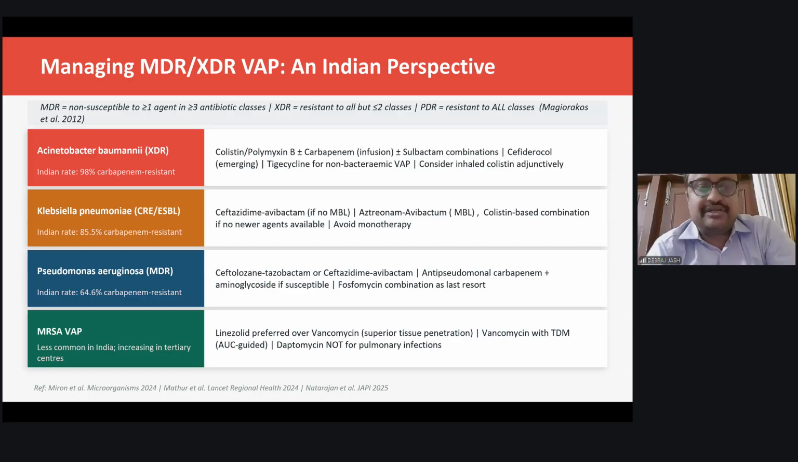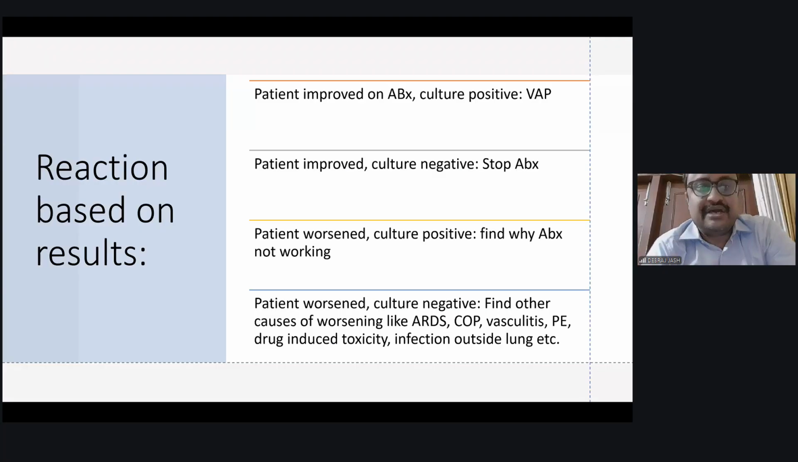MRSA, linezolid is better over vancomycin. Remember, daptomycin is not for any pulmonary infection. So if the patient improved on antibiotic and culture is positive, it is ventilator associated pneumonia. Patient improved, culture negative, stop antibiotic. Patient worsened, culture positive: why is the antibiotic not working?